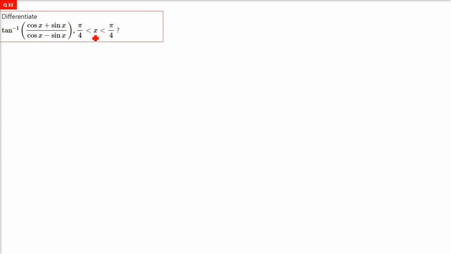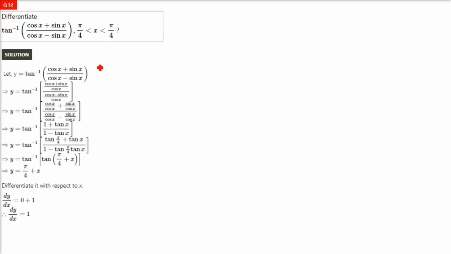X is between certain two values, and we are not substituting anything, so don't worry about this limit. Try to make the inside expression into something that contains a tan, because outside we have a tan inverse. So let me write cos x plus sin x divided by cos x minus sin x. How can we make something out of it so that it contains tan?